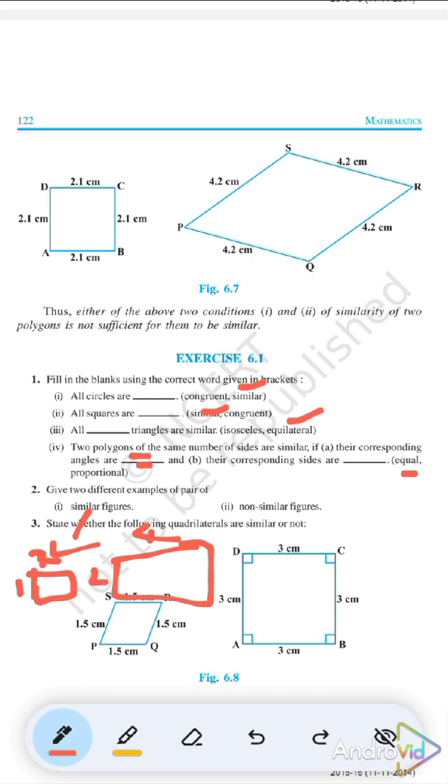And in case of non-similar figures, you can draw two different figures which are not at all similar. For example, if you draw a triangle and a square or rectangle, something like this, this is an example of a pair of non-similar figures. Or the second example for this would be a rectangle and a triangle.